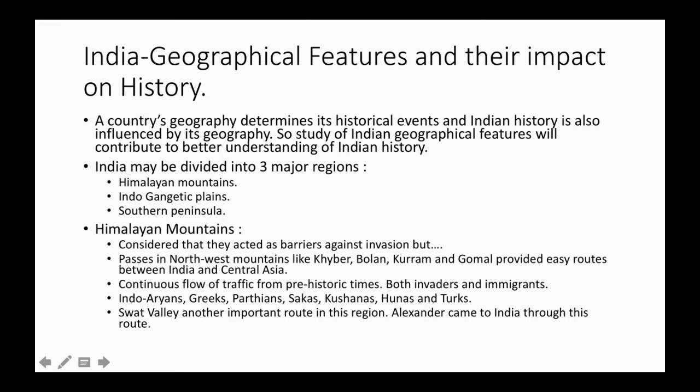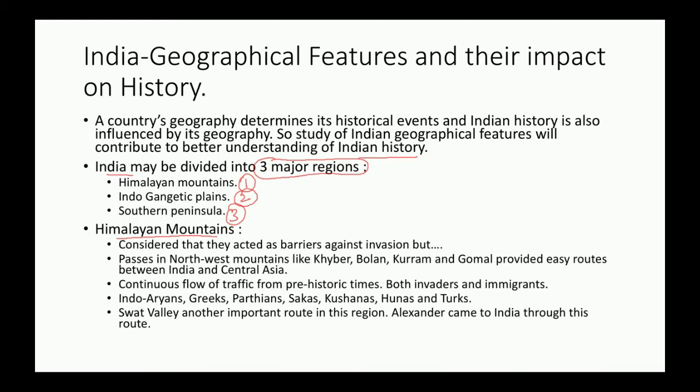A country's geography determines its historical events, and Indian history is also influenced by its geography. Once we study Indian geographical features, it will give us a better understanding of our history. The Indian subcontinent can be divided into three major regions: one is the Himalayan mountains, second is the Indo-Gangetic plains, and third is the southern peninsula. First we will see the geographical feature, the Himalayan mountains.